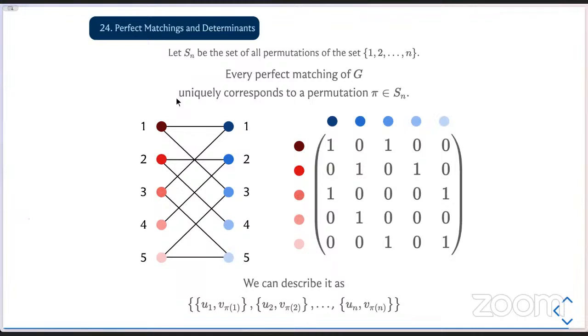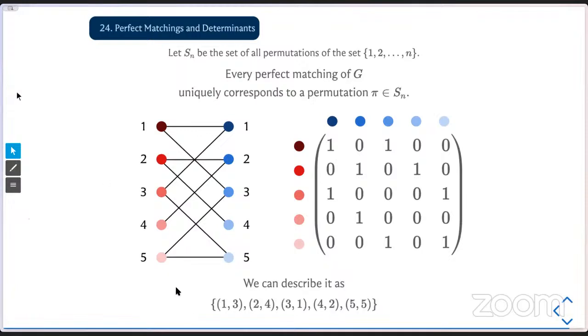So notice that perfect matchings in bipartite graphs can really be thought of as permutations. For instance, we've seen this graph before. We know that it has a couple of perfect matchings. In retrospect, I should have highlighted them, but here is one of the perfect matchings.